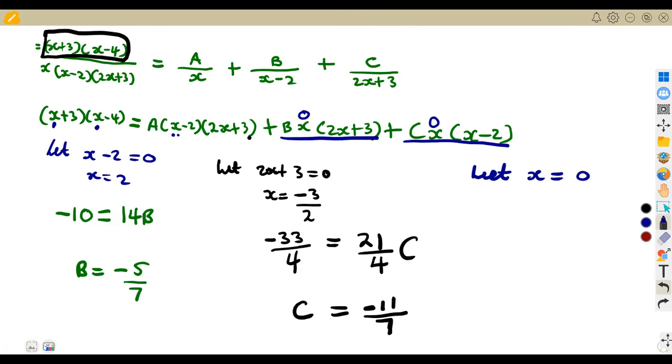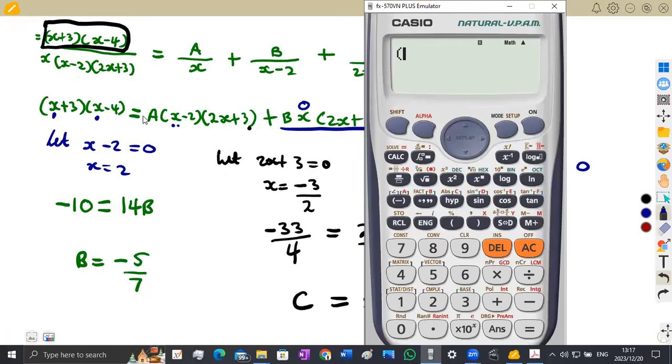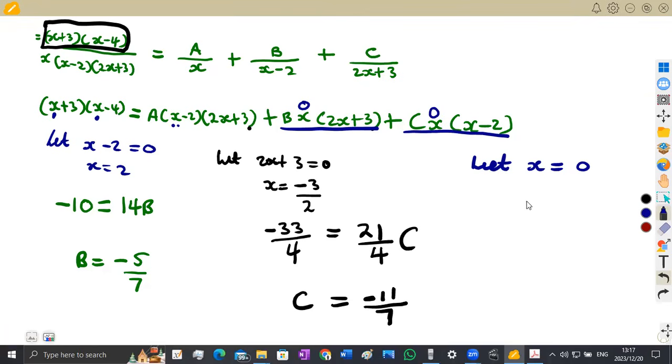Do we need a calculator here, guys? No problem, we can even do it by hand. That's 0 plus 3, which is 3, times 0 minus 4, which is minus 4. So that will be a negative 12. From the left-hand side, we are going to get a negative 12 if we substitute x being 0.